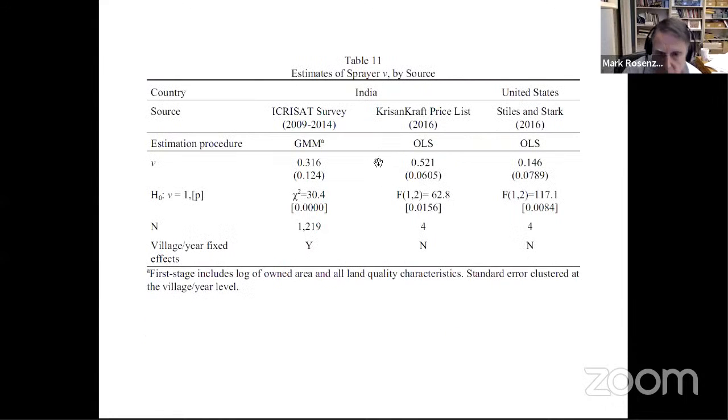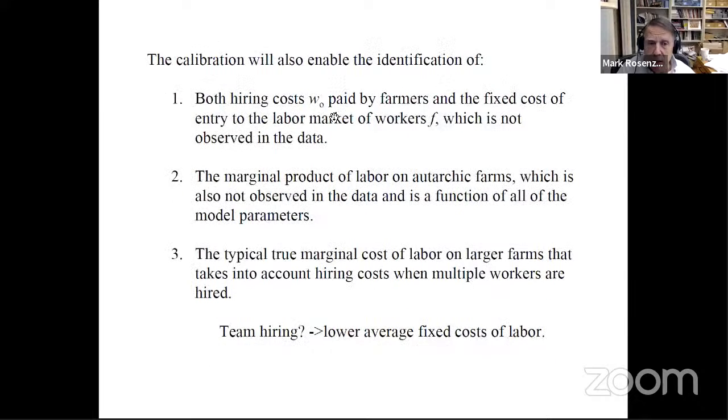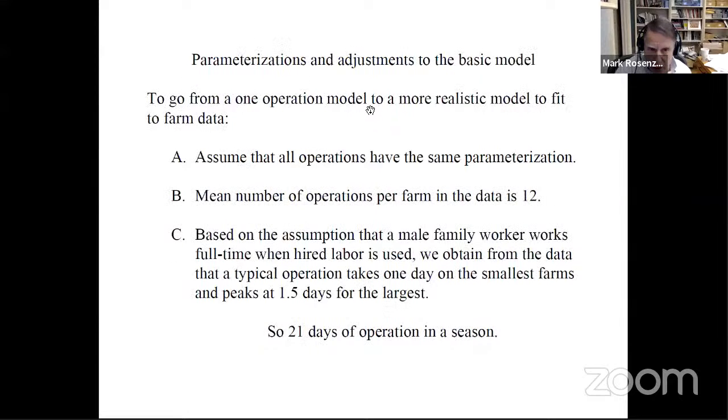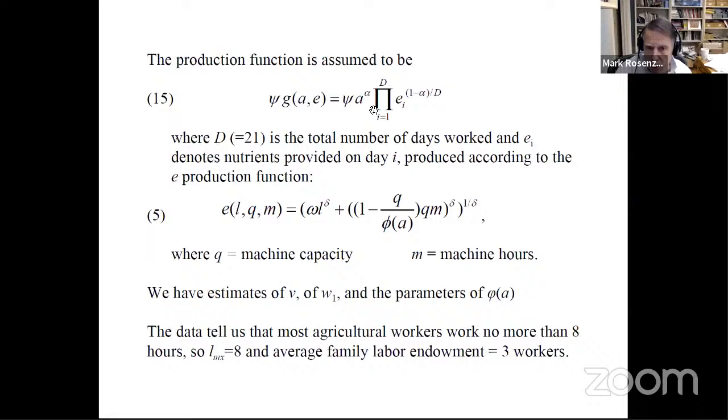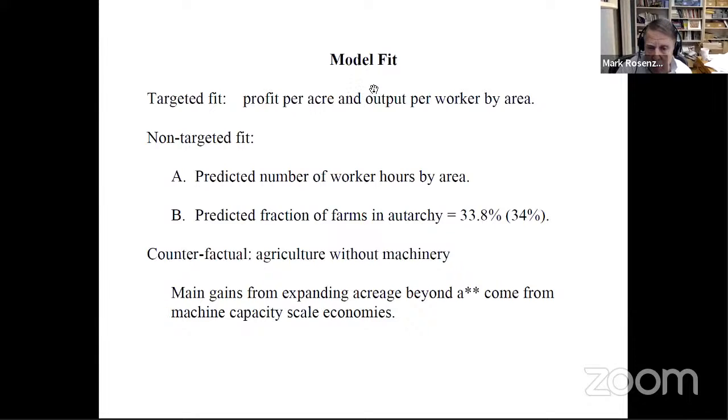All right, I'm running out of time. So we're going to take our estimates and calibrate the full model. We're going to use data from all of India, not just ICRISAT data. This calibration is going to enable us to see if we can match the U shape that we observe in the data. It's also going to enable us to observe what the marginal product of labor is on the autarkic farms, because it's not the wage rate, since there are no workers working off the farm and no laborers that are hired. We can do all those things, but because I'm running out of time, I won't go through the details of the calibration. I'll just give you the results, and I'll show you the model fit.